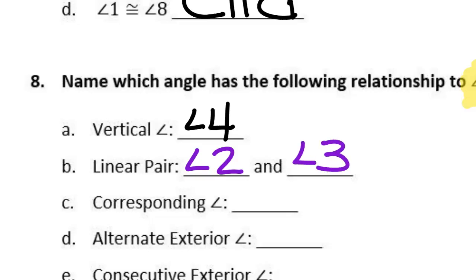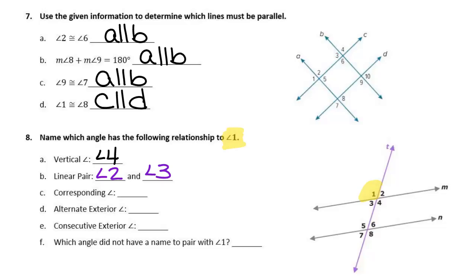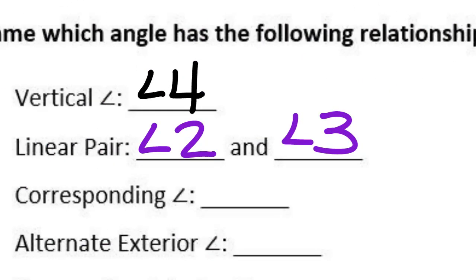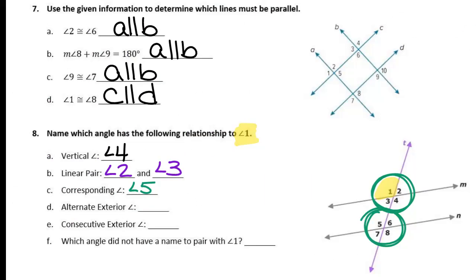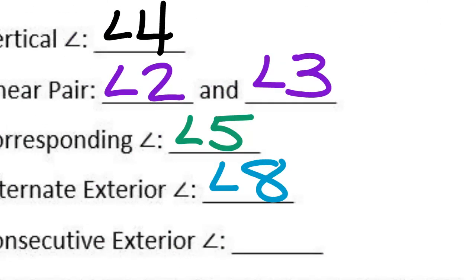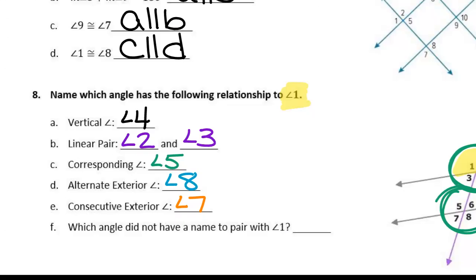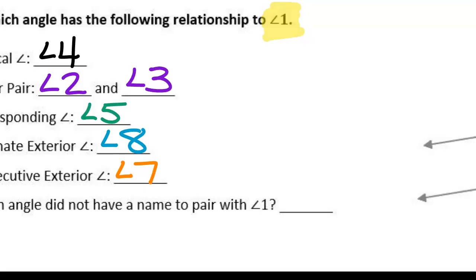Turn around, please. What is corresponding to angle 1? I need matching corners. 5. Remember, corresponding is matching corners. Alternate exterior angle. 8. Remember, this is all in relationship to angle 1. So 1 and 8. Consecutive exterior. 7. Angle 7. What's the only angle that we didn't use? Angle 6.